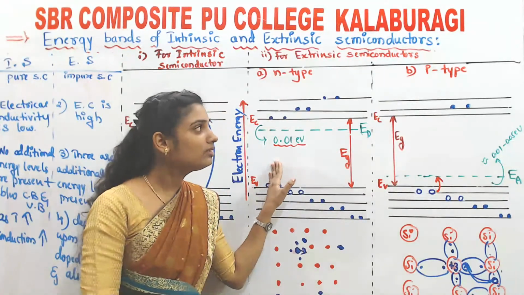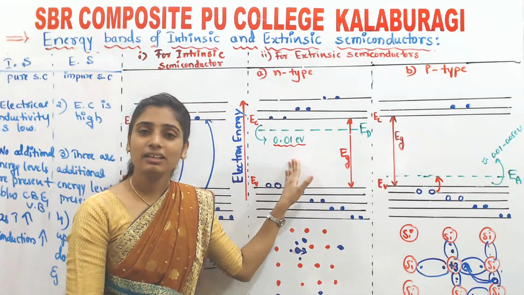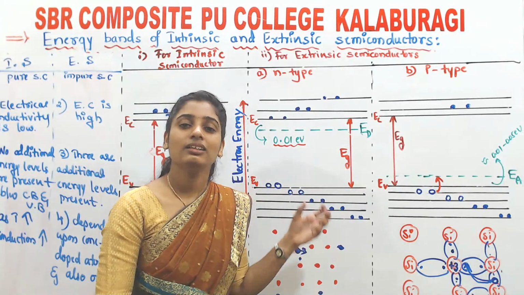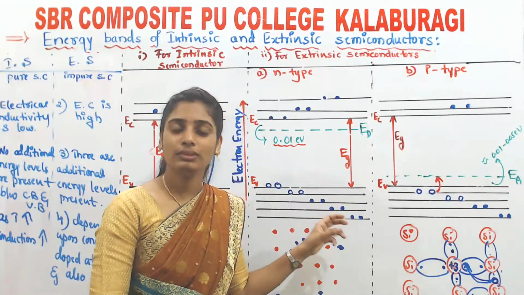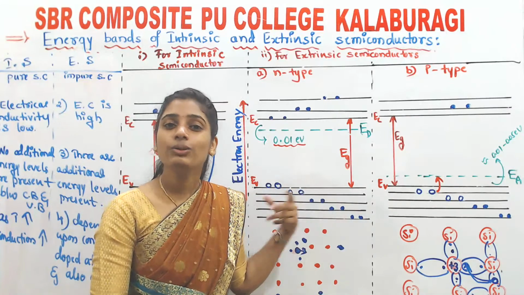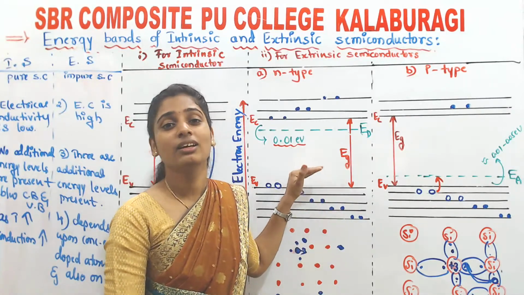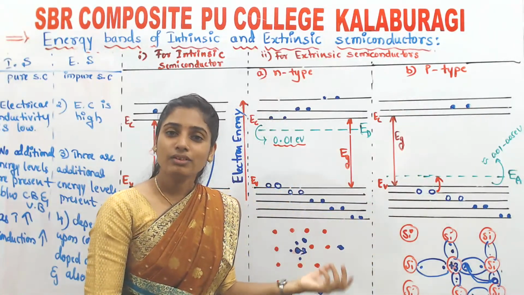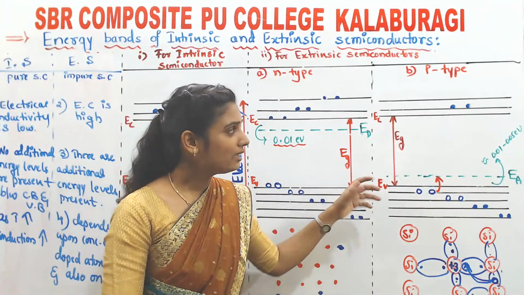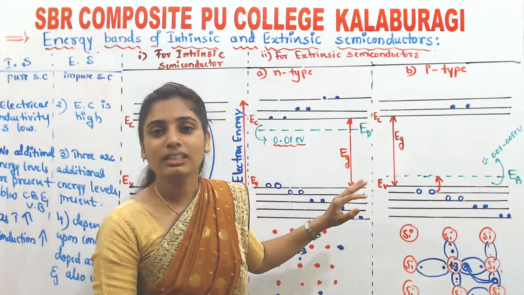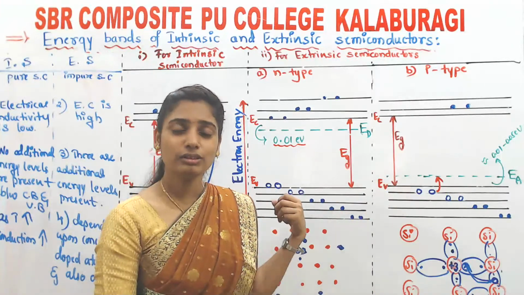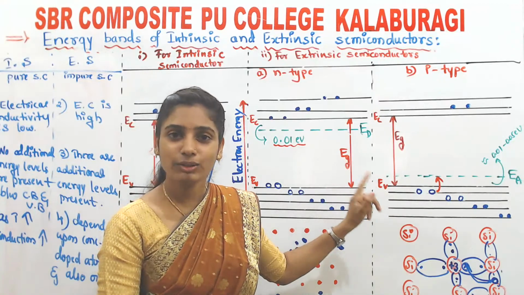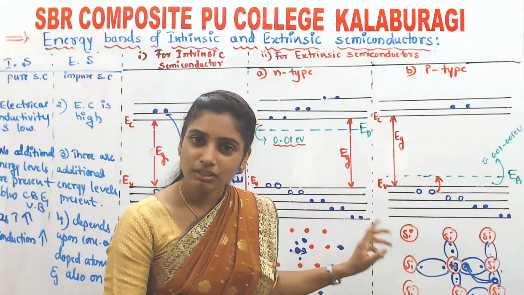And the next difference is, in n-type semiconductors, the number of electrons will be more, and the impurity atoms added to them are called donor impurities, as they are giving more free electrons. But in p-type semiconductors, the number of holes is more, so my majority charge carriers are holes. As those holes will be accepting electrons, the impurity atoms added to them are called acceptor impurity atoms.